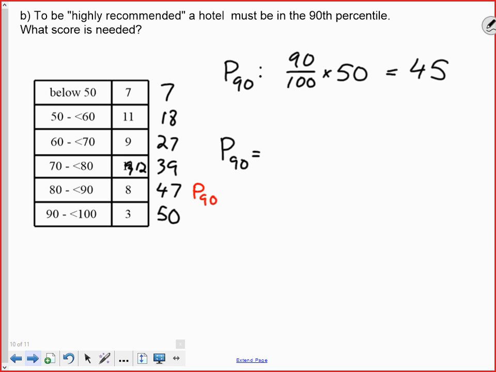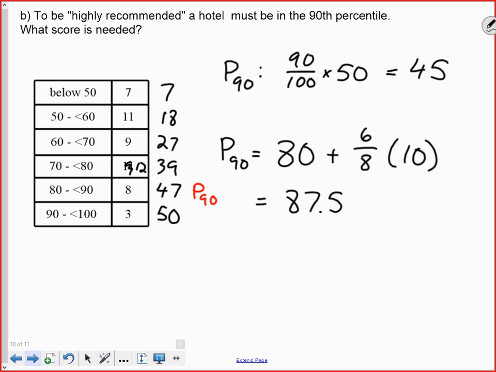So what's our P90 value going to be? Well, we need 45. At the start of that bin, we have 39. So to get up to 45, we need an additional 6 out of the 8 that are in that interval. The interval has a width of 10. Its starting value is 80. So our value for our 90th percentile is going to be, I think, 87.5. So if they score an 87.5 or above, they're in the 90th percentile. Otherwise, they are not in the 90th percentile.